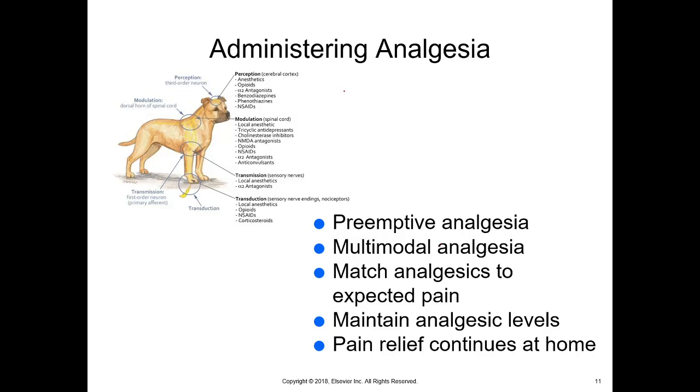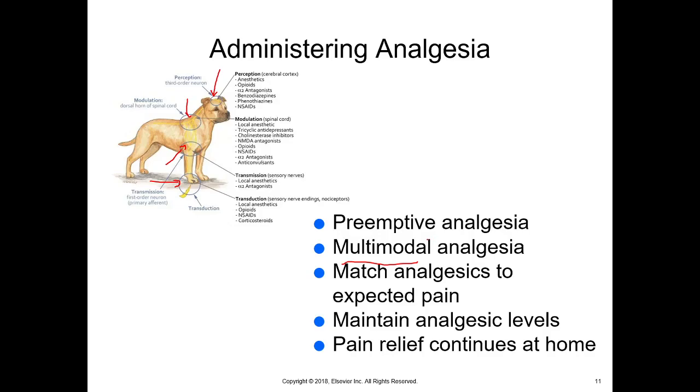The next thing we can do is administer analgesia. Okay, so again, we want to try to do this preemptively, so before we experience pain. We want to hit it at the transduction point, at the transmission point, at the modulation point, and at the perception point, or at least 2 or 3 of these. So that's multimodal analgesia. The more we can do, the less in terms of dose we need for each individual medication, and the more likely we are to get really good pain relief.